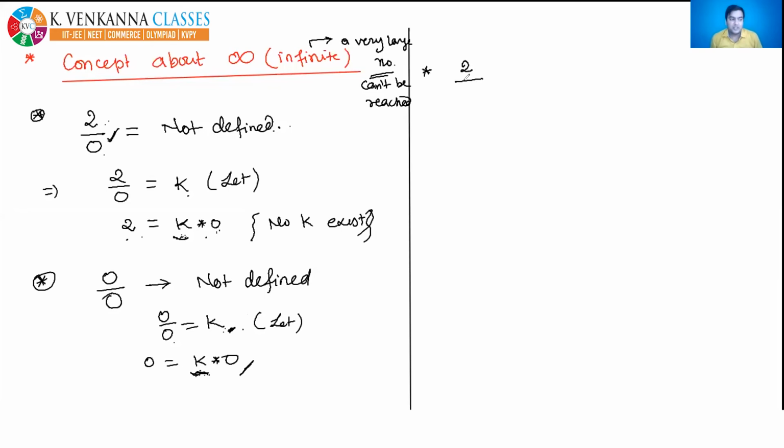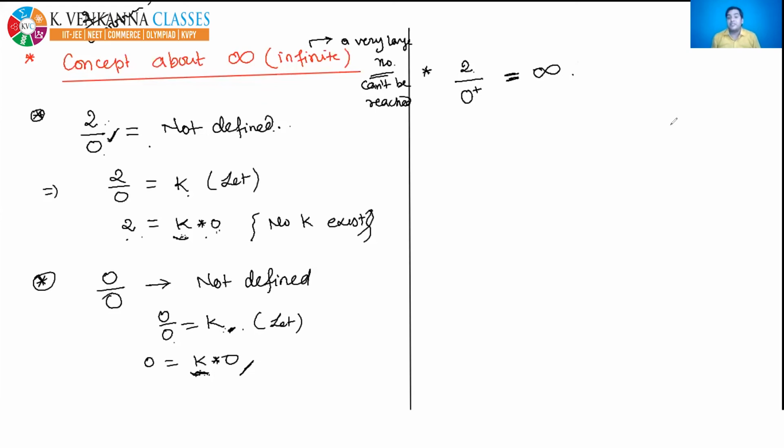Listen carefully. If I divide 2 not by exactly 0, but by a number which is greater than 0 by a very small amount, that means you are dividing 2 by approximately 0.00000000, like this. You are not dividing 2 by exactly 0, but by approximately 0. In this case, do you know your answer will be infinite? 2 divided by exactly 0 is not defined, but 2 divided by approximately 0 is infinite.